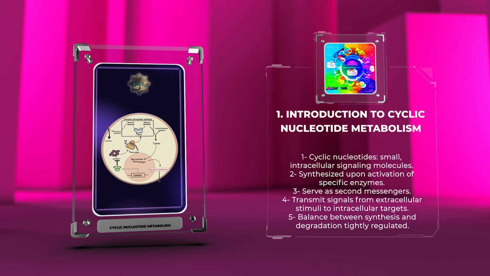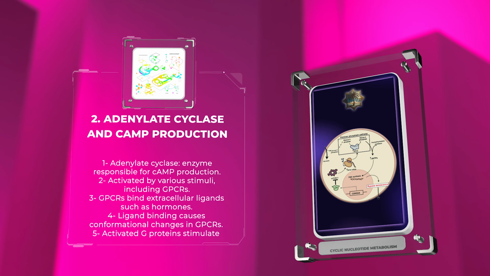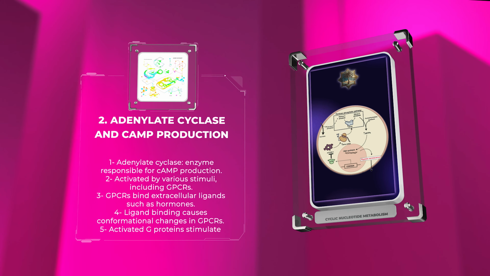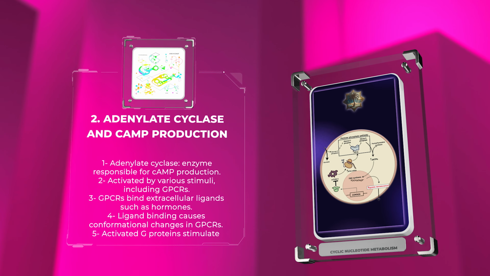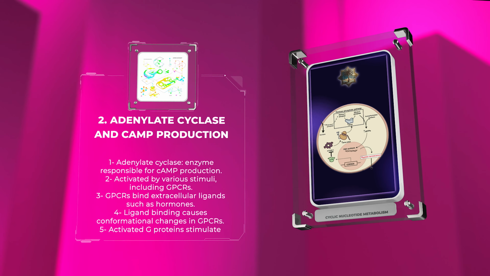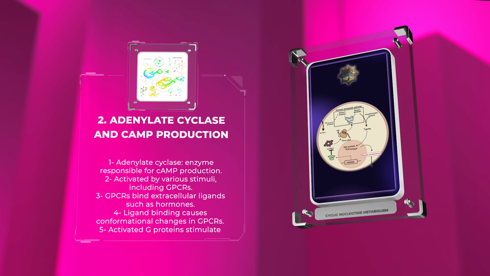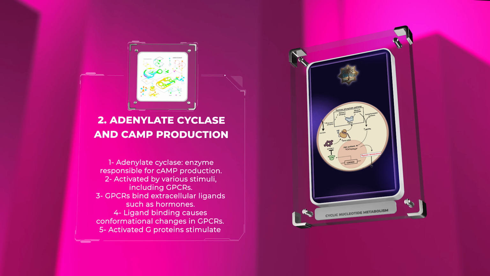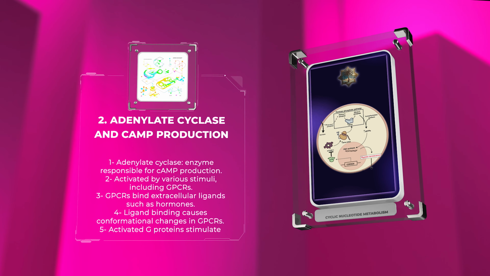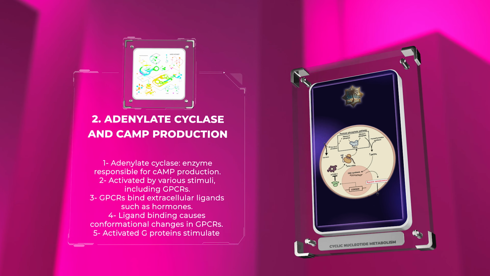Now, let's focus on the process of cAMP production. Adenylate cyclase is the enzyme responsible for catalyzing the conversion of adenosine triphosphate, ATP, to cAMP. This enzyme is activated by various stimuli, including G-protein coupled receptors, GPCRs, which are integral membrane proteins that bind extracellular ligands such as hormones. Upon ligand binding, GPCRs undergo conformational changes that activate associated G proteins. These activated G proteins then stimulate adenylate cyclase, leading to increased cAMP synthesis.